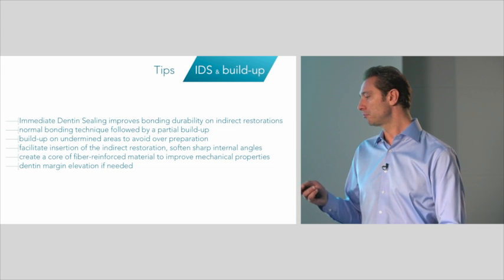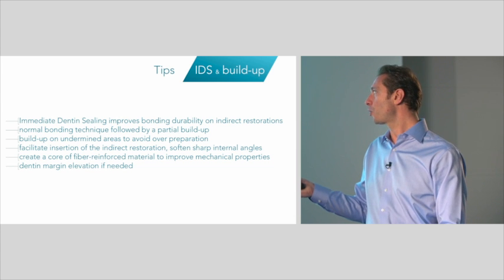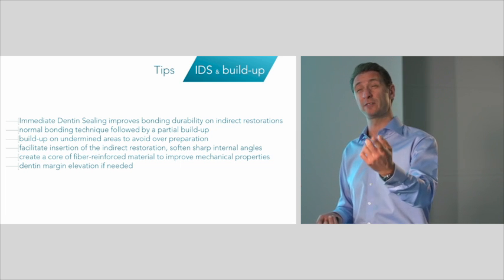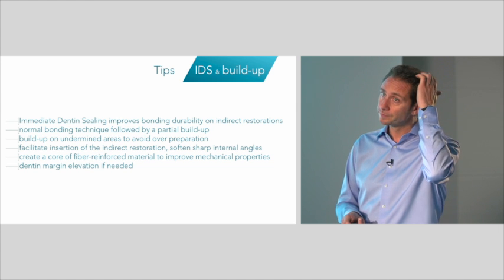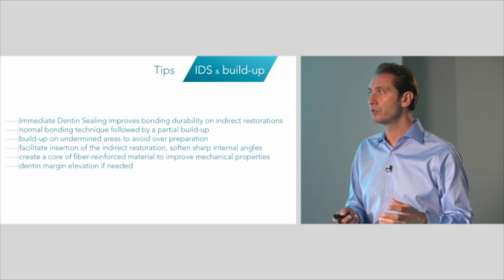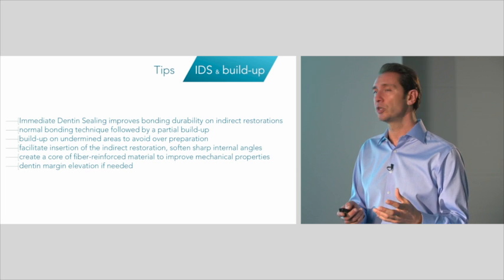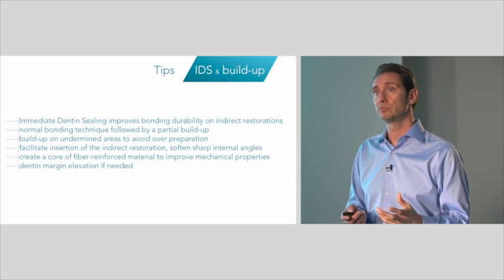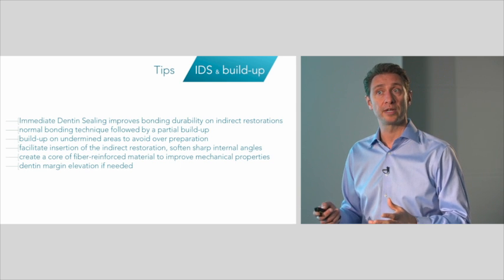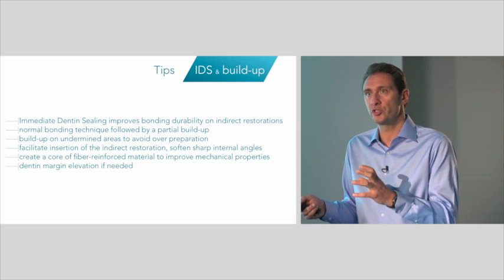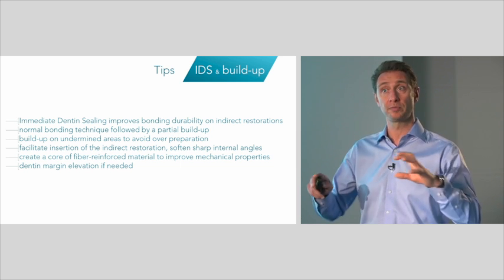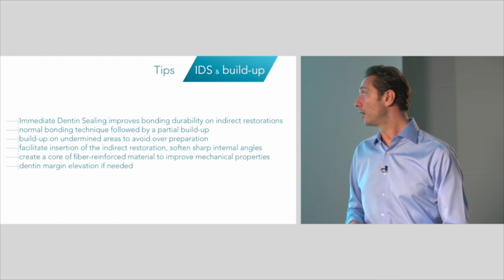So what we're doing eventually is create a core of fiber reinforced material to improve the mechanical properties. When you go back to the start of the story, we were able to demonstrate or show the improvement of the load-bearing capacity with direct, but also with indirect. So in this case, the core of the tooth will be everX Posterior, and the indirect restoration will be, let's say, the final covering layer.